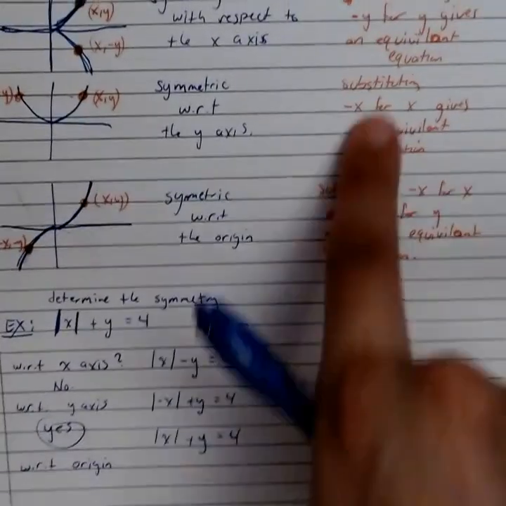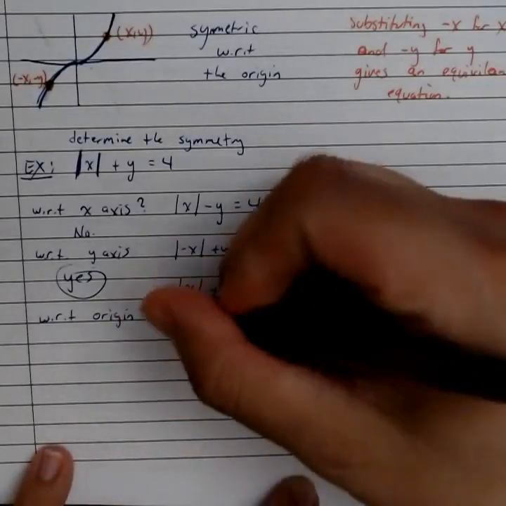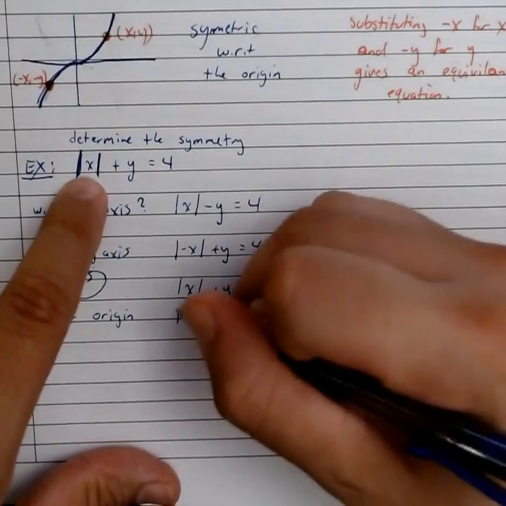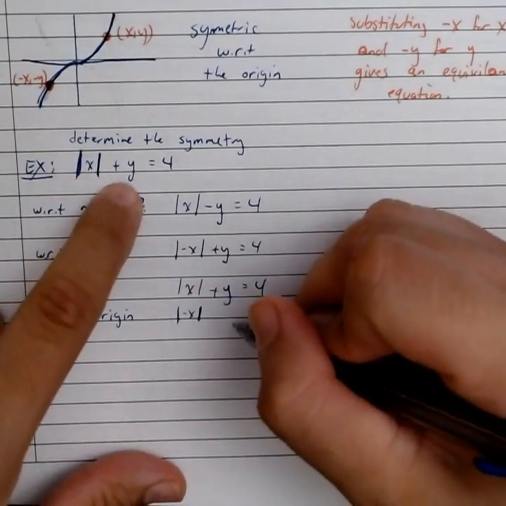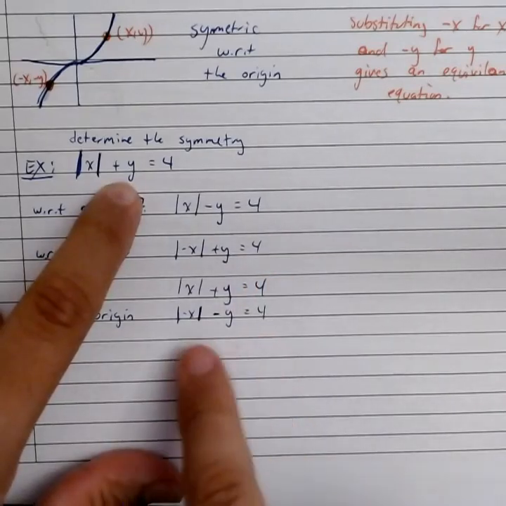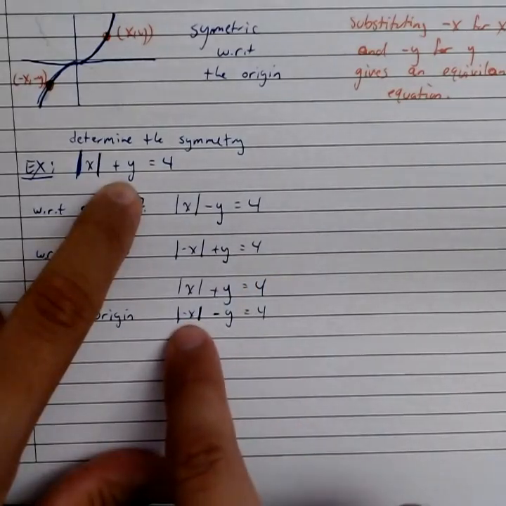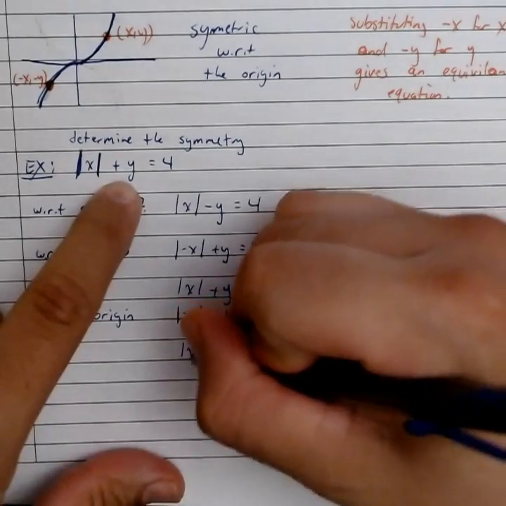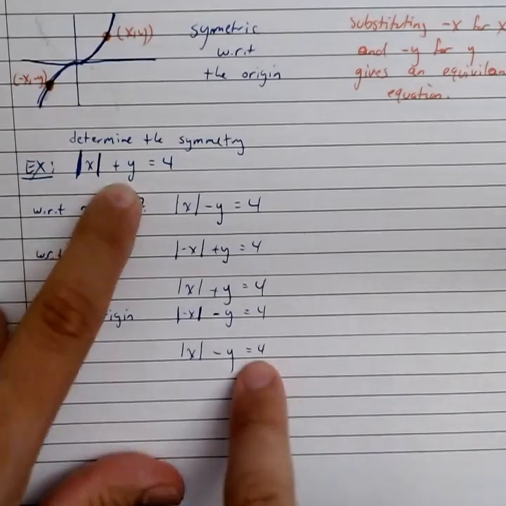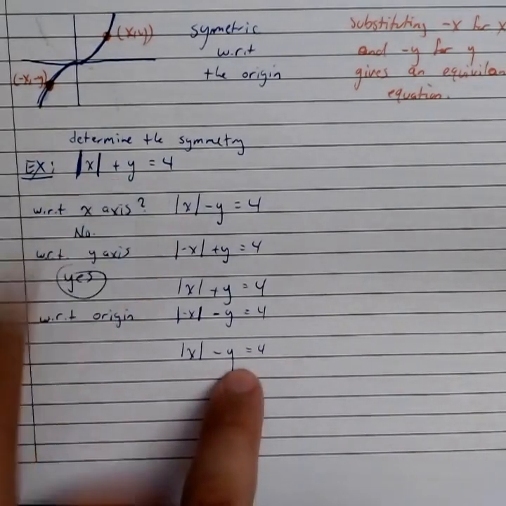To check if something is symmetric with respect to the origin, basically we're doing both of these. We're replacing x's with minus x and y with minus y. So here that's going to be minus x in the absolute values, and then plus a negative y, which we can just write as minus y, is equal to 4. Taking the absolute value of negative x is the same as taking the absolute value of positive x. Minus y is equal to 4. And notice that here, that's not the same equation anymore.